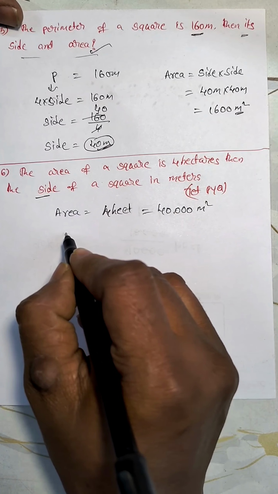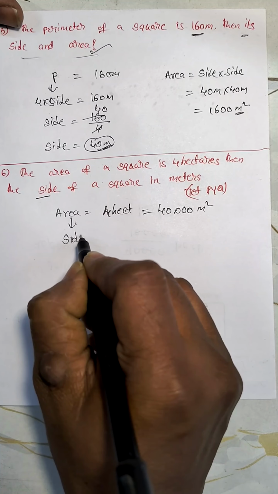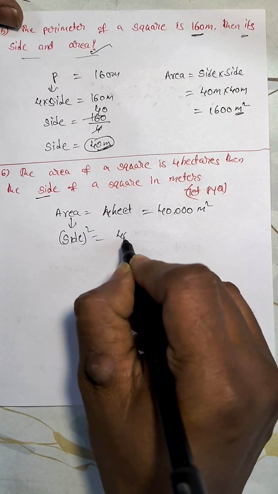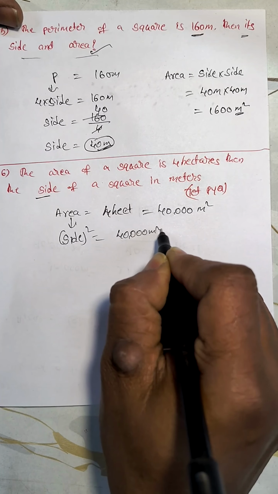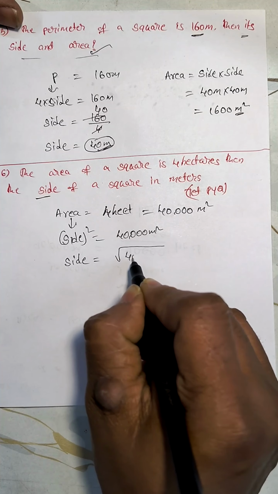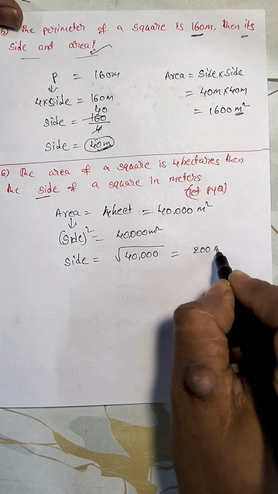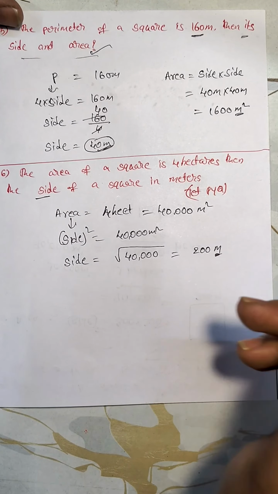And what else do we need to find out? The side of the square. So we already know that the area of a square is side square, that gives you 40,000 meters square. So each side measurement will be obtained by taking the square root of 40,000. So that is 200 meters that you get.